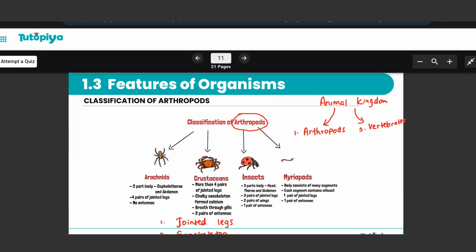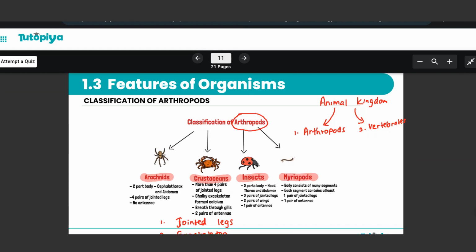So when we learn about the arthropods, there are basically 4 other groups within the arthropods. There are a set of arthropods called the arachnids, and there's another set of arthropods called the crustaceans, and there are these other arthropods called insects, and finally the 4th group are the myriapods.